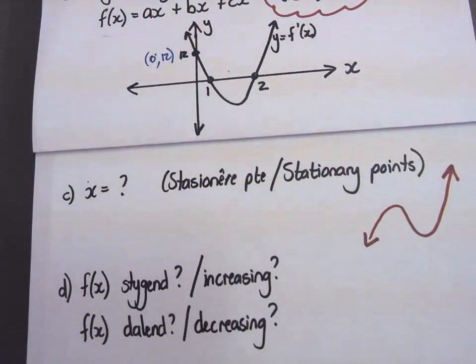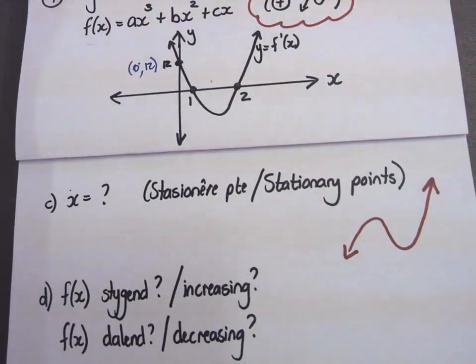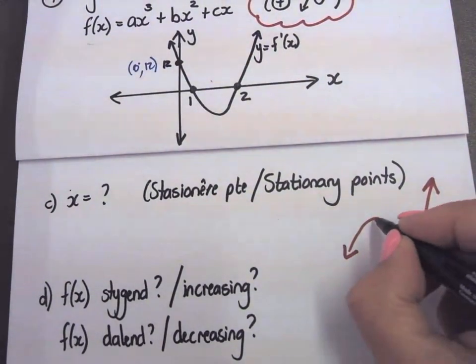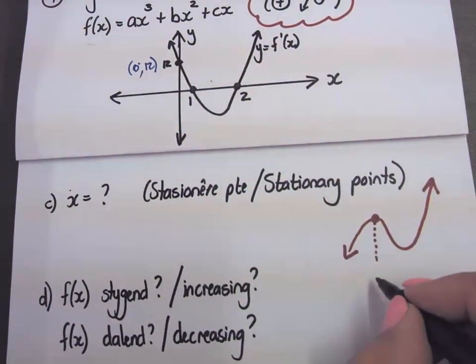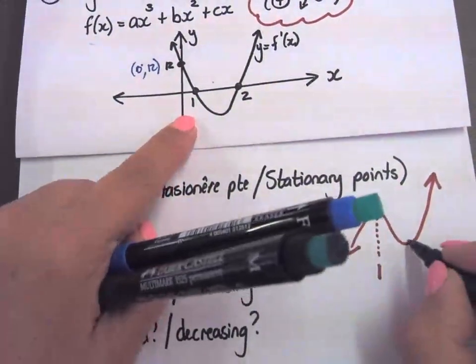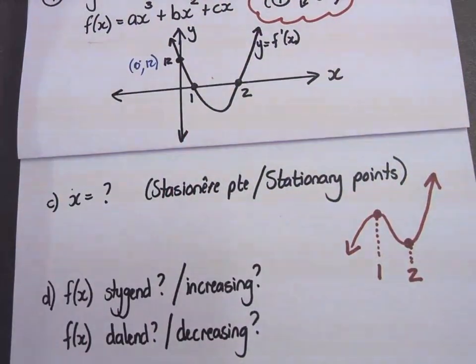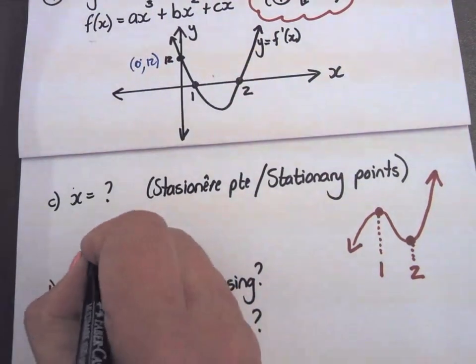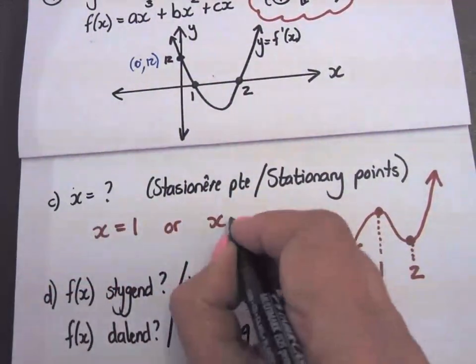What do I know about the x values of the turning points? The x-intercept of the parabola. Yes. So the x value of that turning point will be 1, and the x value of that turning point will be 2. So what are the x values of the stationary points? The same. Therefore, x will be 1 or x will be 2.